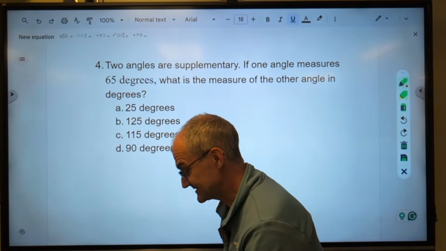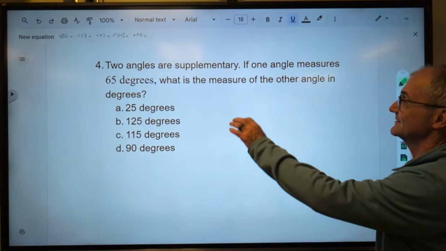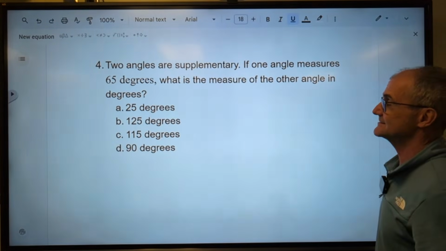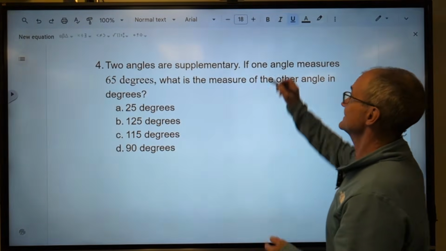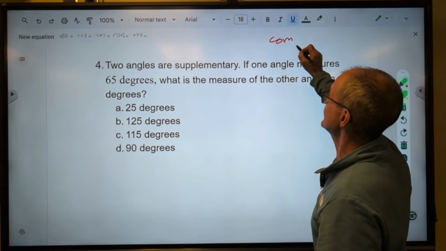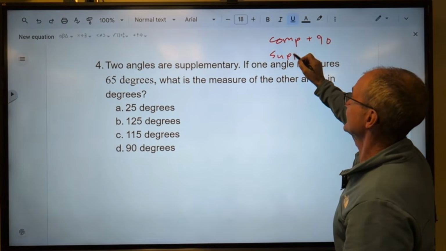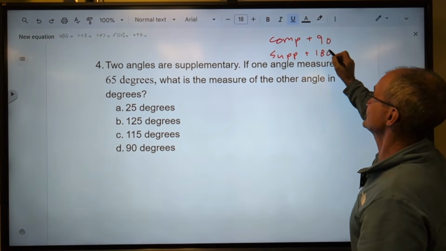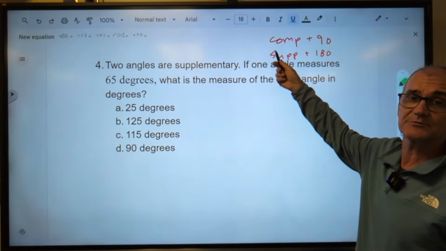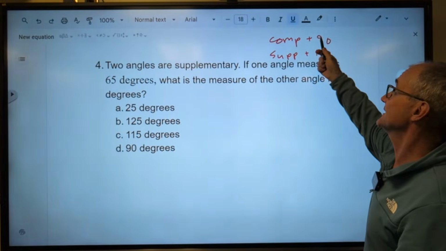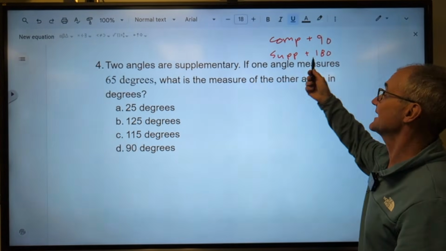Okay, so with all that said, everybody had a chance to work on number 4 here. I'm going to convert that sentence into a picture. Two angles are supplementary. The way I remember this, complementary with a C adds up to 90. Supplementary adds up to 180. Those are two vocab words you just have to know. I remember C comes before S in the alphabet, and 90 comes before 180. So if they are supplementary, they add up to 180.